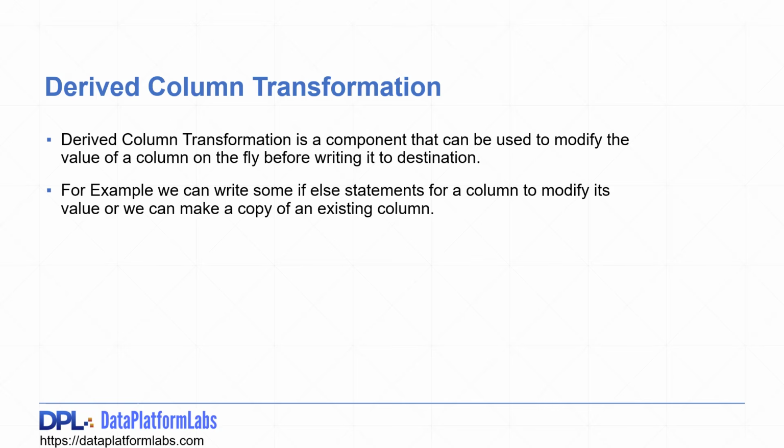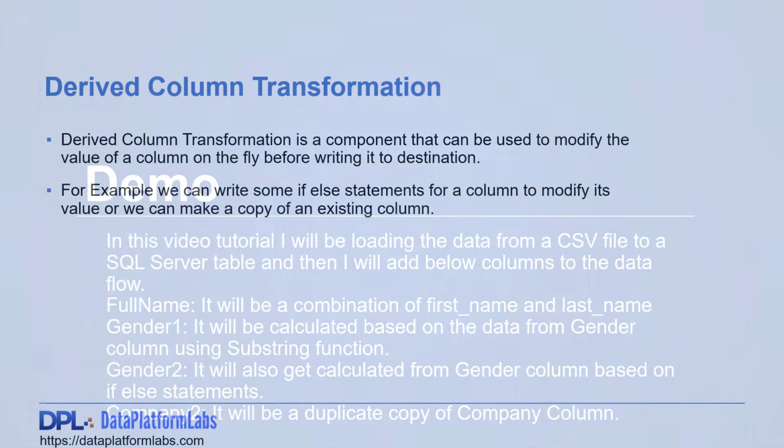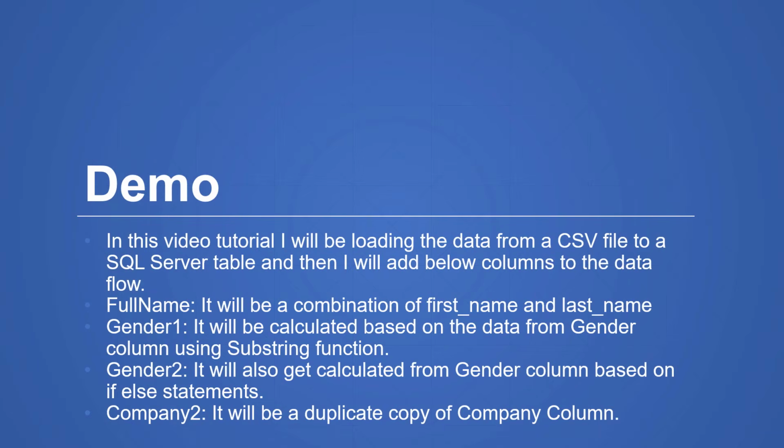So for example, we can write some if-else statements for a column to modify its value, or we can make a duplicate copy of an existing column from the source. In this video tutorial, I will be loading data from a CSV file to a SQL Server table, and then I will add some columns to the data flow. So first of all, let me show you the CSV file that I am going to load, and then I will go through these columns that I am going to add.